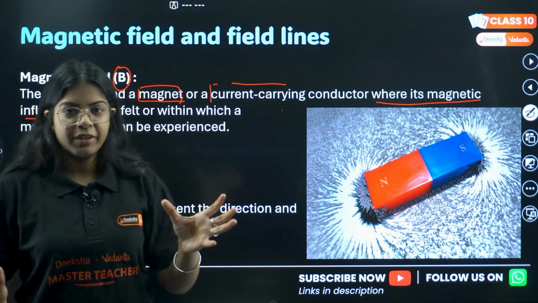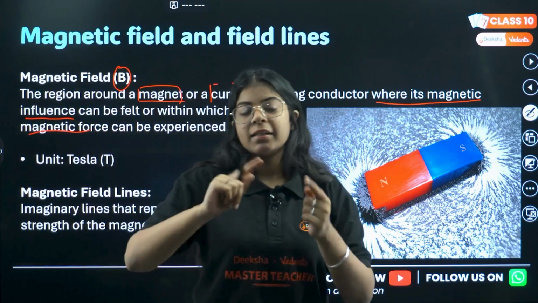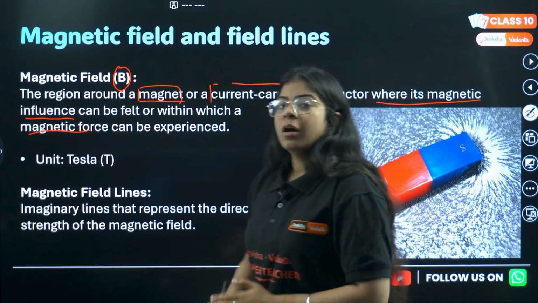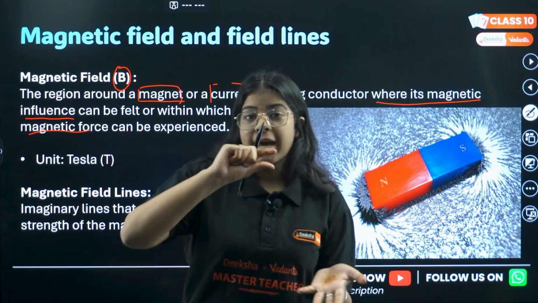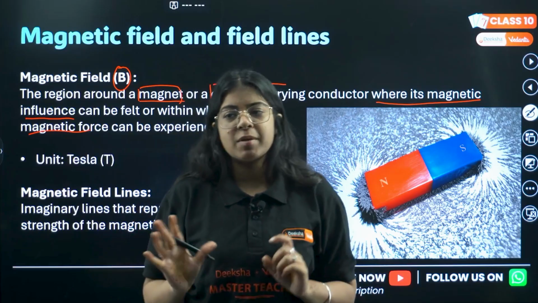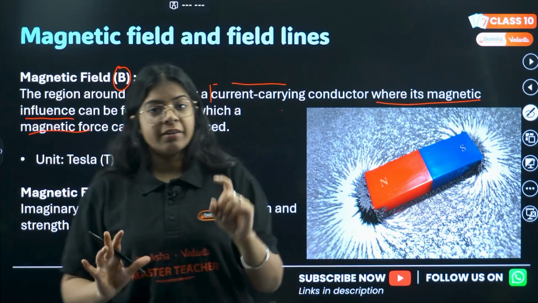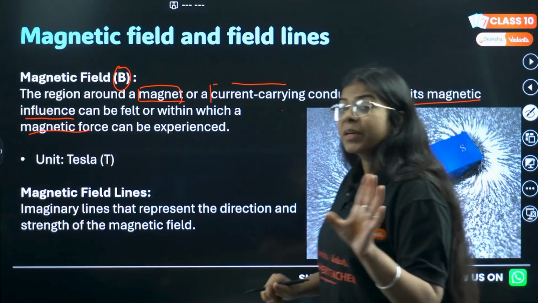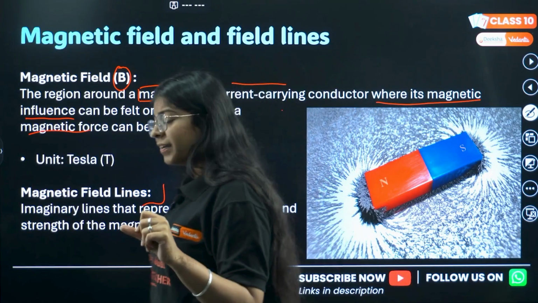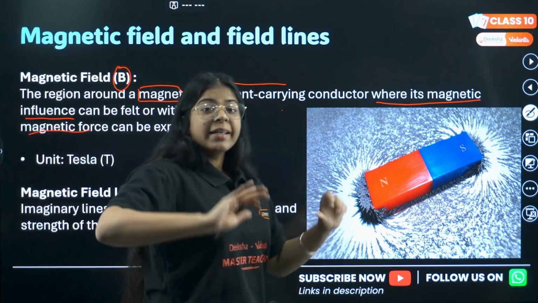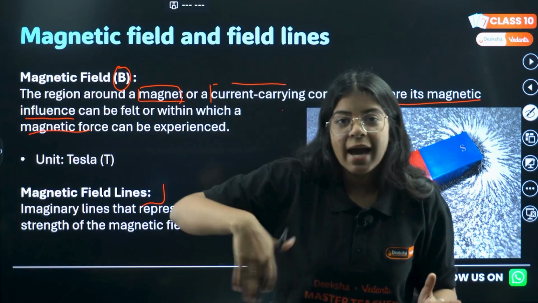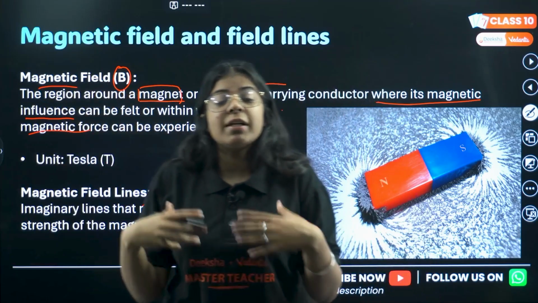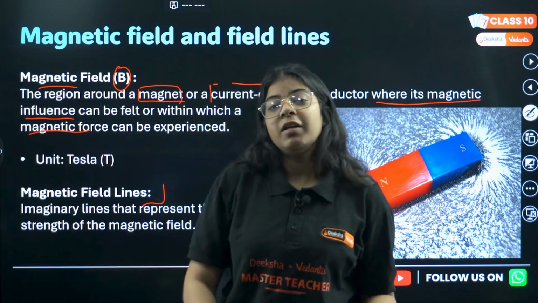Did you see in that video that the direction of the compass needle was getting changed when we switched the poles? When we brought the south pole near the compass, the direction of the needle was different. When we brought the north pole near the compass, the direction of the needle was different. It got reversed. Why did it get reversed? Because of these magnetic field lines. Magnetic field lines will tell us what the direction of the magnetic field is. We studied the magnetic field. Now these magnetic field lines will tell us the direction of the magnetic field around that magnet.